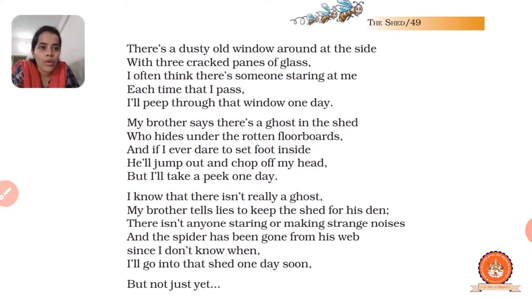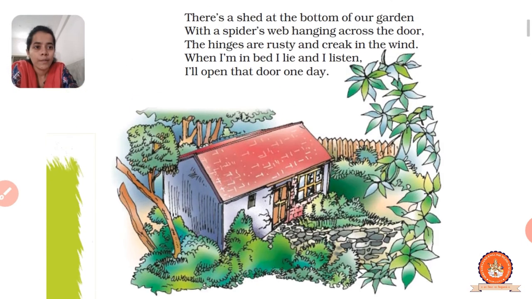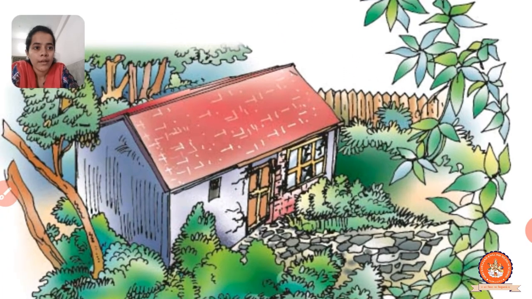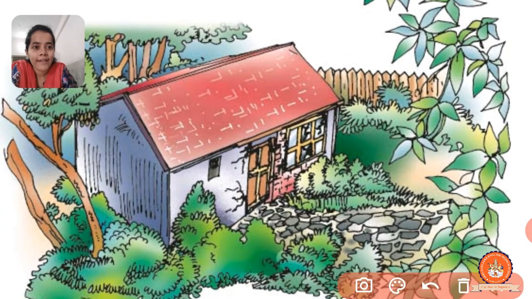Then we'll see the next one. There is a dusty old window around at the side. Near that old window there is lots of dust, because nobody has cleaned it. With three cracked panes of glass. So there is the window glass, and it has three cracked panes. You can see over here in the picture, the three panes of glass are cracked.